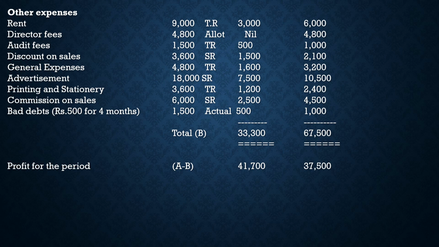When you make the total for the expenses, you get 33,300 for the first column and 67,700 for the second column. The first total A minus the second total B will give you 41,700 as the profit prior to incorporation, and 37,500 as the profit for the post incorporation period. I hope you all understood the sum. So this is all about your profit prior to incorporation.